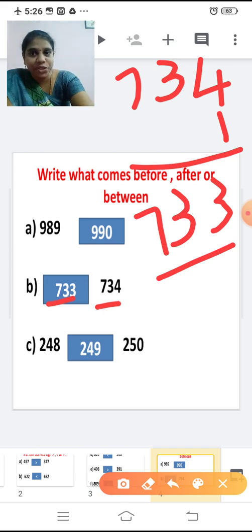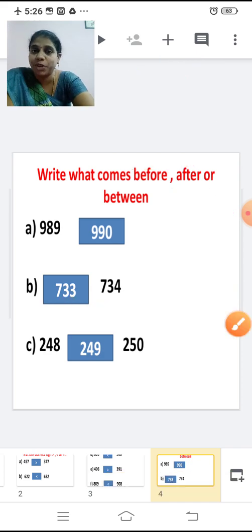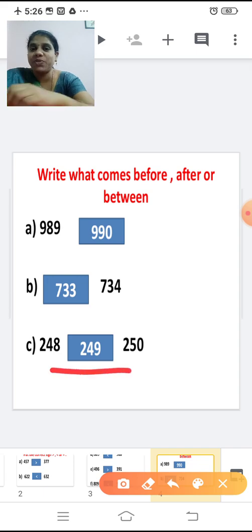Will you find out before number? You're going to subtract 1 from the given number, the number that comes just before the number. Before 734, what number will come? 733.